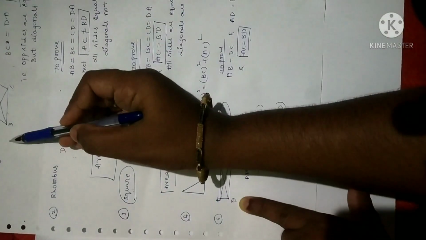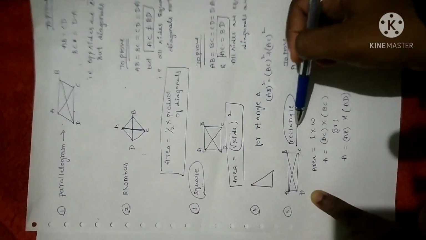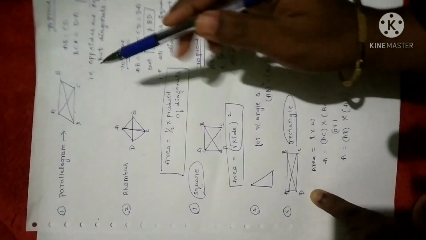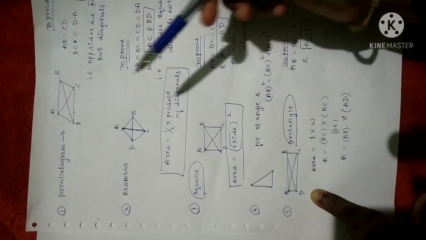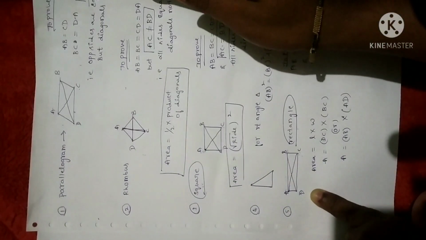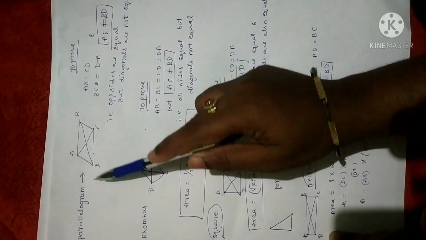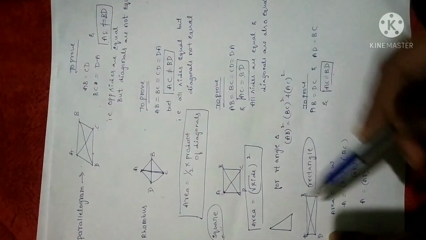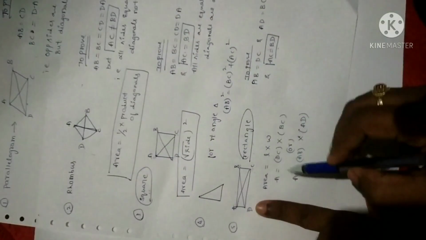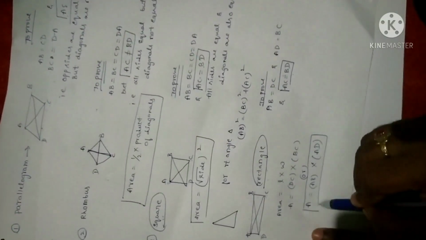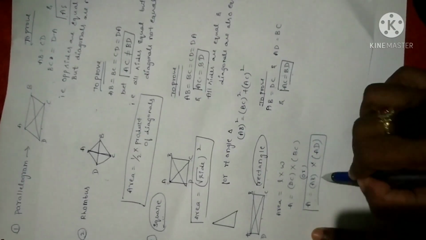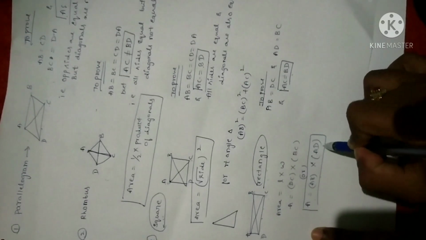Fine. The difference between parallelogram and rectangle is that in both the cases, the length of opposite sides should be equal, but in parallelogram diagonals are not equal, whereas in rectangle diagonals should be equal. And remember the formula to find the area of a rectangle: A is equal to AB into AD.